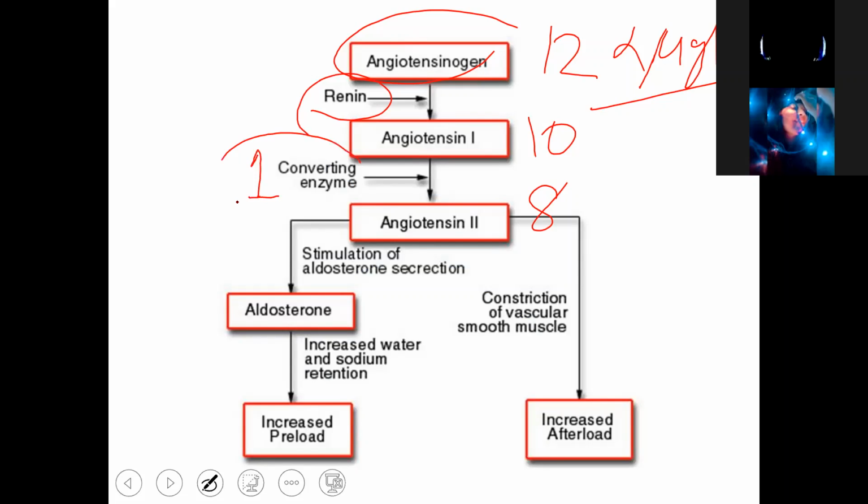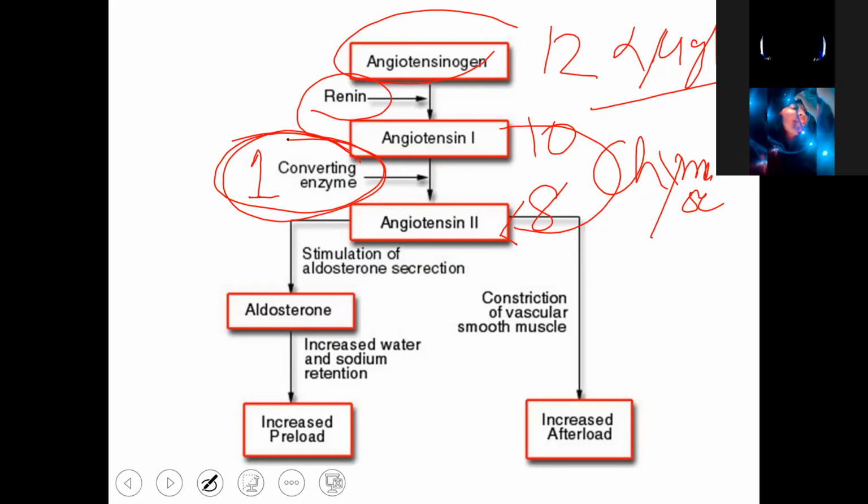Suppose we inhibit this one. So there is some alternative pathway also. There is one enzyme, you may be finding a question on this, that is called chymase. What it does, alternatively, in the absence of the angiotensin converting enzyme 1, it can convert angiotensin 1 to angiotensin 2, but the amount is very less. This is the conversion of angiotensin 1 to angiotensin 2 by a non-ACE method.